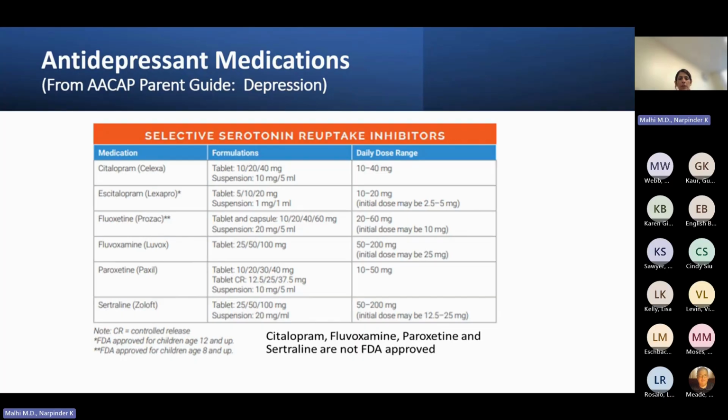And these are some of the names of antidepressants. I thought that would be good for you to know. Celexa, which is citalopram, 10 to 40 milligrams. Lexapro is 10 to 20 milligrams. Fluoxetine, which is Prozac, you can go up to 60 milligrams. Fluvoxamine, which is Luvox, another SSRI, can go from 50 to 200 milligrams. Paxil is 10 to 50, not commonly utilized, but can be considered if absolutely needed. And sertraline, Zoloft, is 50 to 200 milligrams.